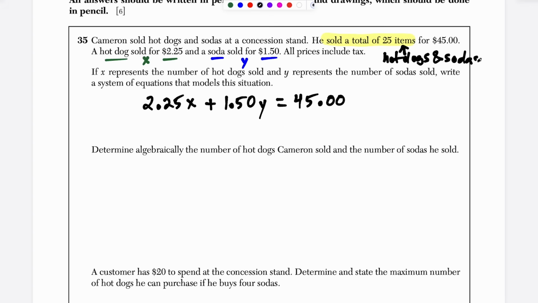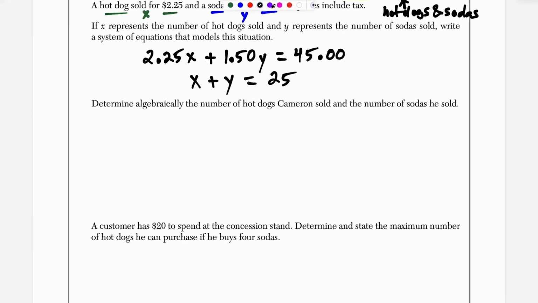So that tells us if x is the number of hot dogs and y is the number of sodas, then Cameron sold a total of 25 of those items. So now that we got this system set up, we could determine algebraically the number of hot dogs Cameron sold and the number of sodas he sold. So we're going to do this one here by elimination. So we have the first equation here.